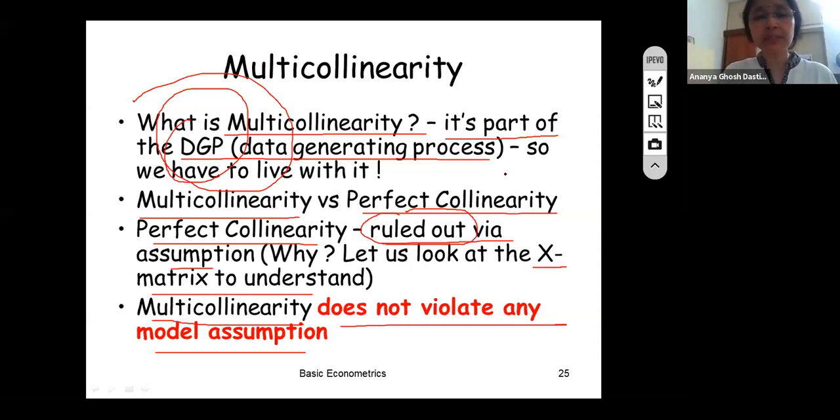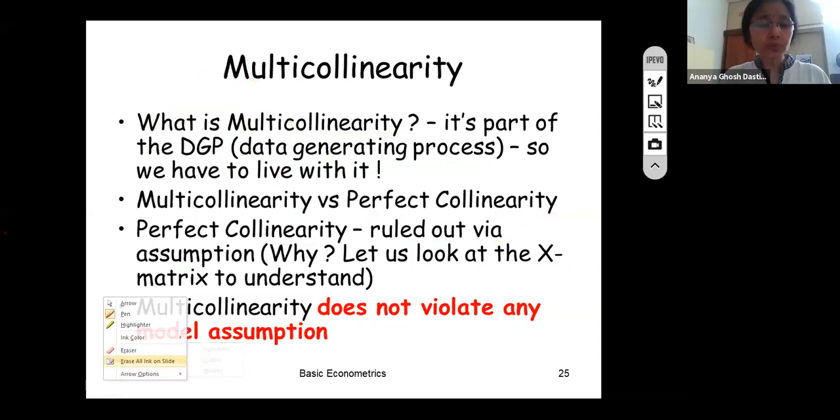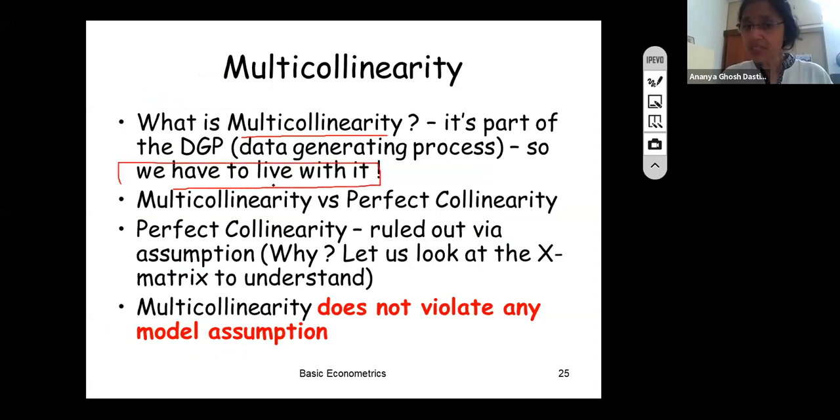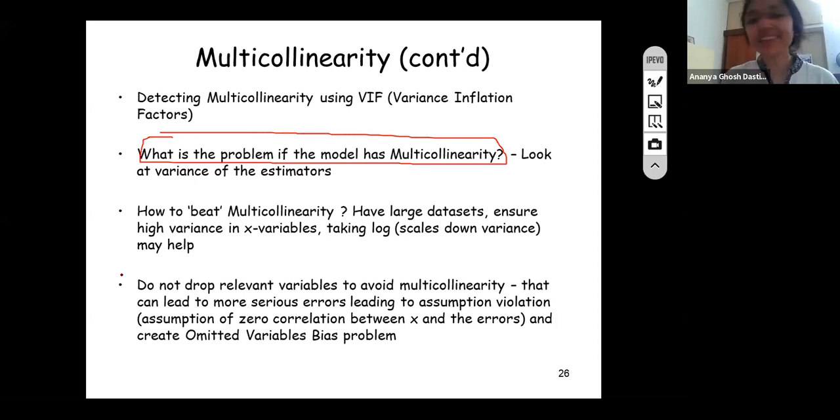So basically, my two very important messages from this slide. Number one, given what is multicollinearity, we have to live with it. And second, that's not so bad because it does not violate any model assumption. At the outset, let me make that clear. So then, what is the problem if the model has multicollinearity? All the hard work we put in yesterday in looking at the variance of the estimators, the answer lies over there. Why is multicollinearity a problem at all? Let us look at that.